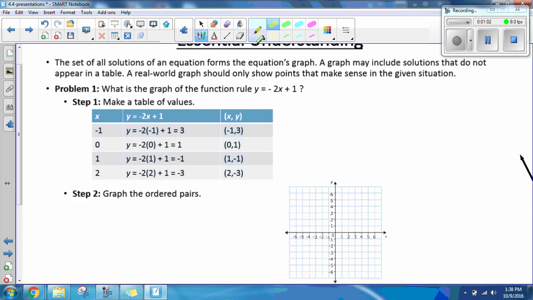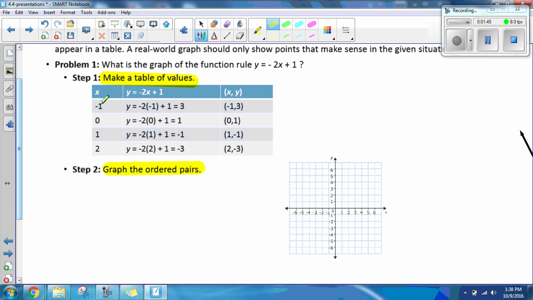First, you need to make a table of values. So our x is our independent variable, and our y is our dependent variable, which we'll figure out through the function rule, and then we have our ordered pairs. Since this is not a real-world situation, and we're just trying to graph a function, we can choose any values of x. I recommend choosing negative values, 0, and positive values to show a variety of points. Once you've figured out your y values and find your ordered pairs, then you will graph the ordered pairs.